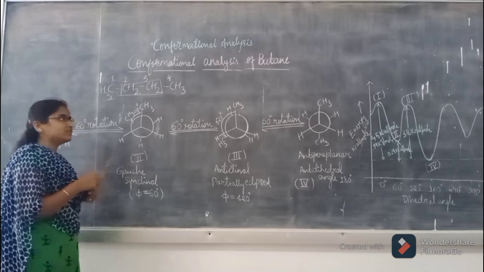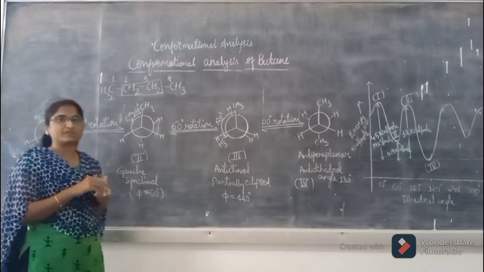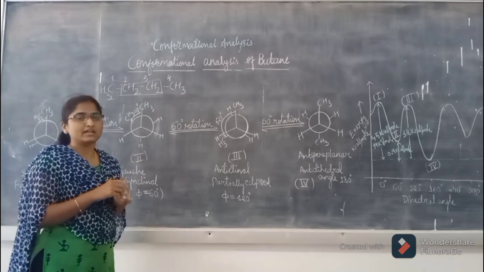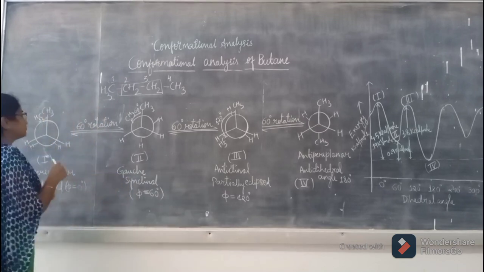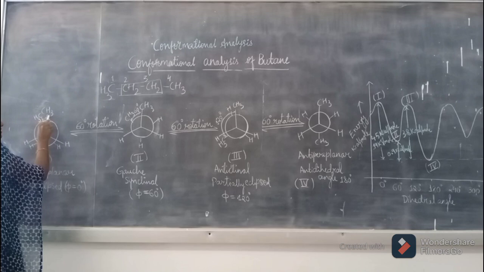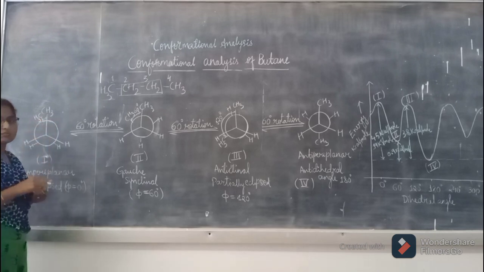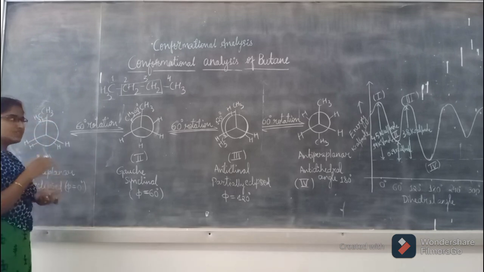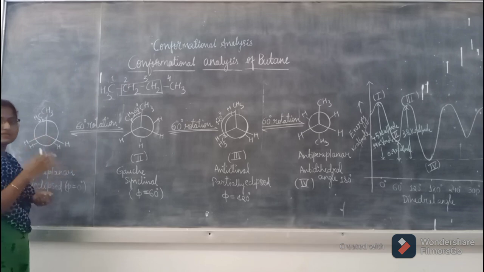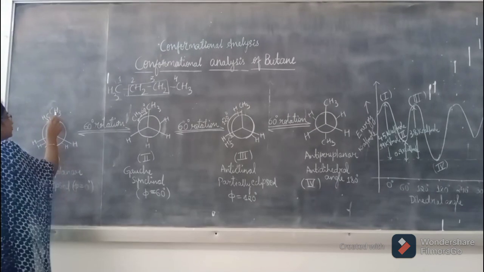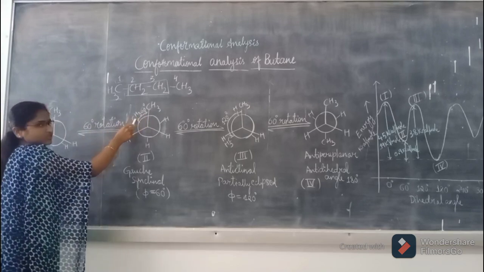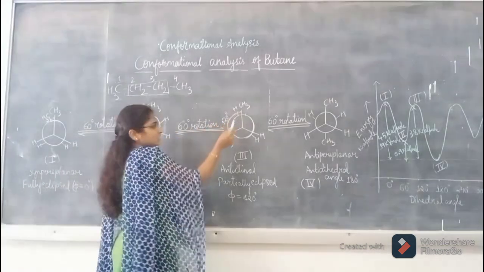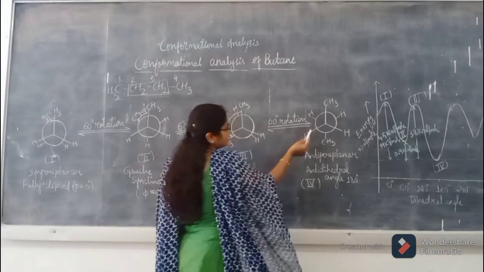So these four conformations will be differing from each other relative to the position of the methyl substituents. Here we are taking the methyl groups as the substituent. These four conformations differ from each other by the relative positions of the methyl groups. See here, the position of the methyl group is changing in all the conformations.